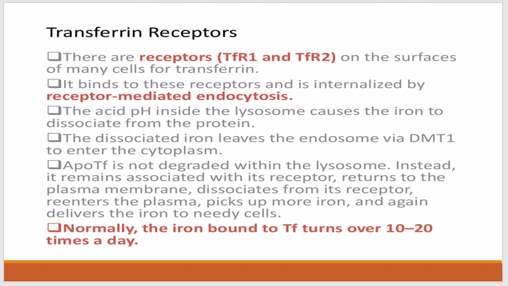The apotransferrin is not degraded within the lysosomes. Instead, it remains associated with its receptors and returns to the plasma membrane and dissociates from its receptor. It re-enters the plasma and picks up more iron and again delivers the iron to needy cells. Normally, the iron bound with the transferrin turns over 10 to 20 times per day.